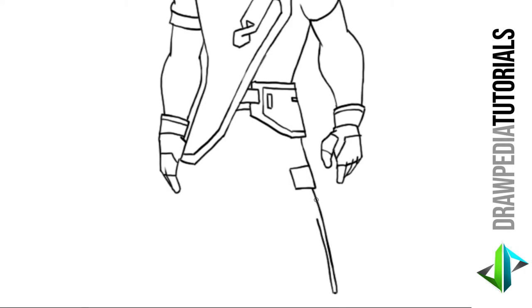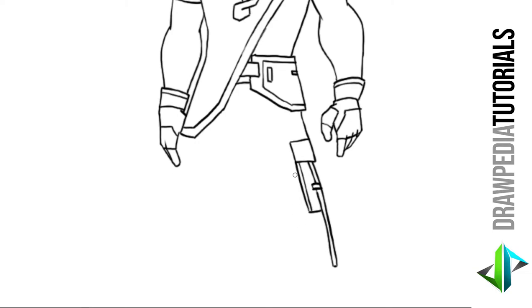At that corner, I'm gonna add a rectangular shape right there and continue the line upwards above that rectangular shape. A curved line across at this point, turn it upwards all the way back to the side of that shape. A line down at this corner right there.